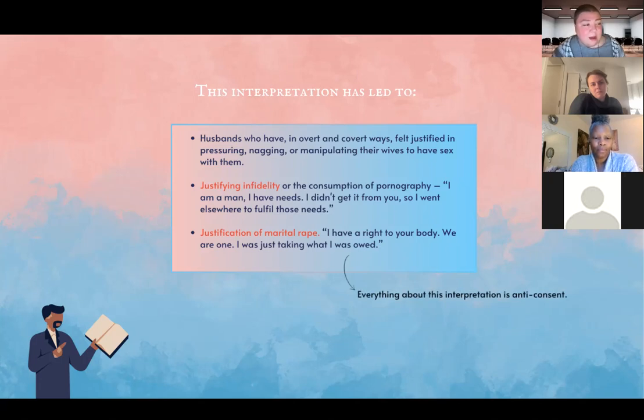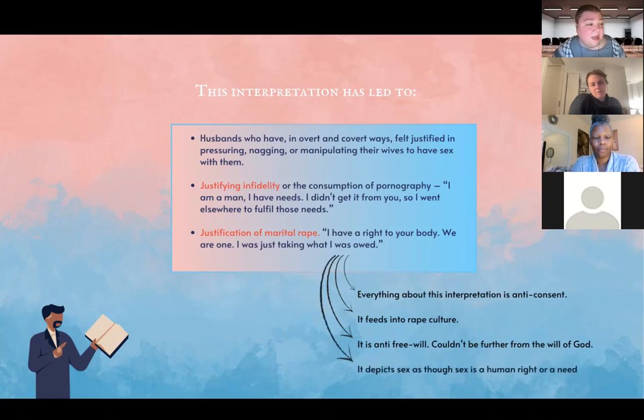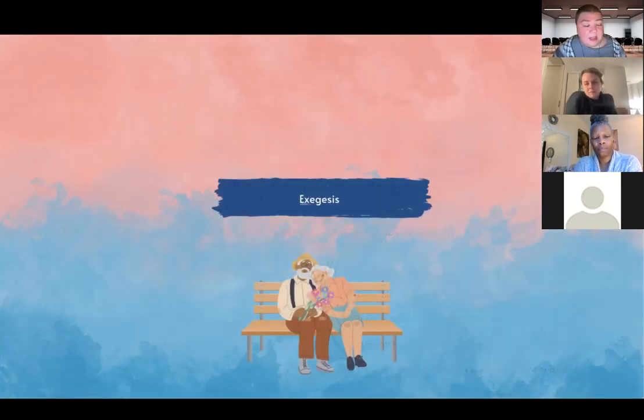Now, everything about this interpretation is anti-consent. It feeds into rape culture and is therefore anti-free will. And that couldn't be further from the will of God. It also depicts sex as a human right or a need, and this verse is used as biblical evidence that spouses should not deny each other. So let's have a closer look at the real meaning of this text. For that, we turn to the context in which this letter was written.